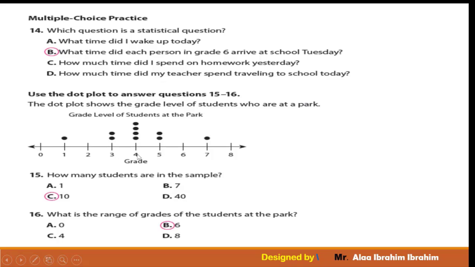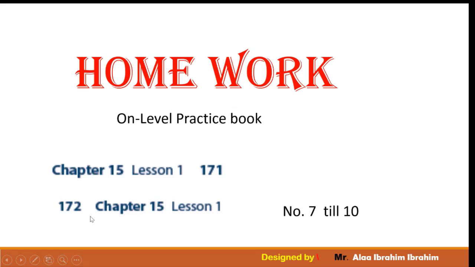So the next one, I'm dealing here with dot plots. I need how many students are in the sample. I have to count all of them. I found they are 10. So what is the range? The range is the greatest value minus the smallest value, the range of the grade. So 7 minus 1, the greatest minus the smallest, is 6.